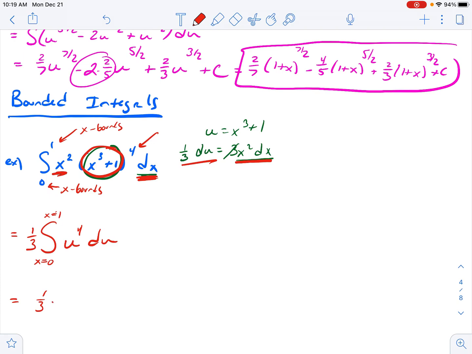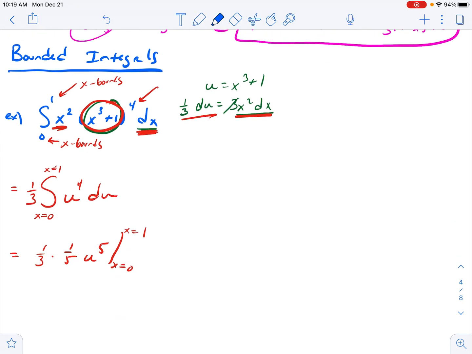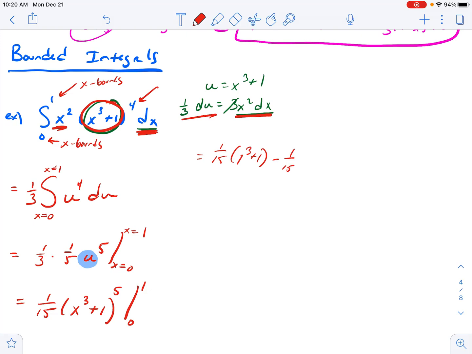Now look, I'm going to keep the 1/3. I'm going to integrate. And we're going to get what? 1/5 u to the 5th, as x goes from 0 to 1. Remember, it's bounded, so we don't need the plus c. And now I'm going to clean up the front and replace the u. So basically 1/15, and u was x cubed plus 1. And that's now to the 5th. I don't have to write the x equals. We write the bounds in terms of x again. And now we can evaluate. All right, so plugging in the upper bound and plugging in the lower bound.